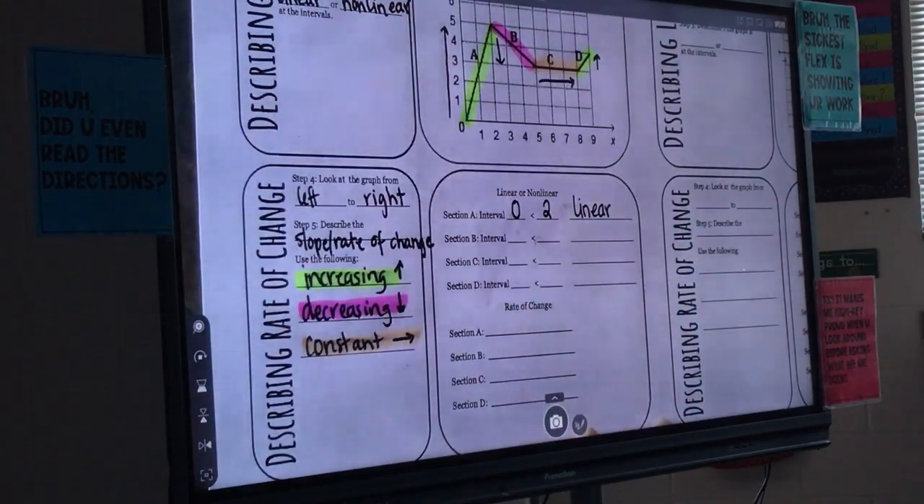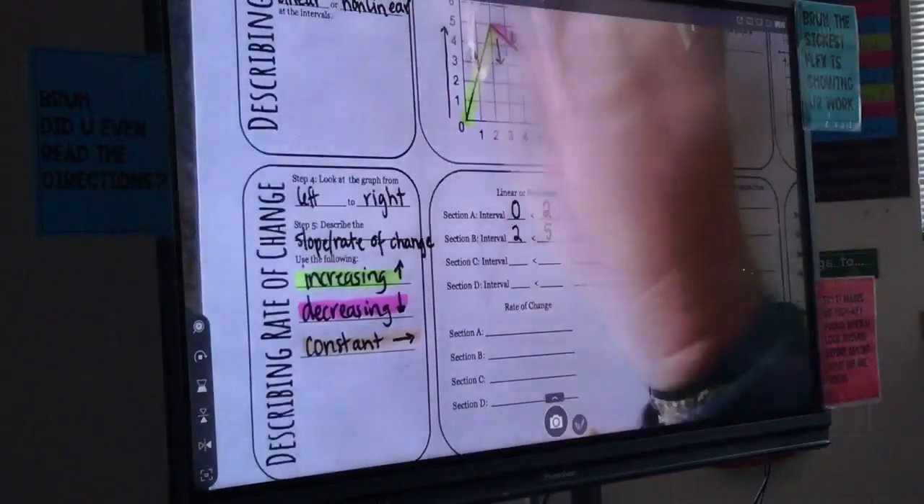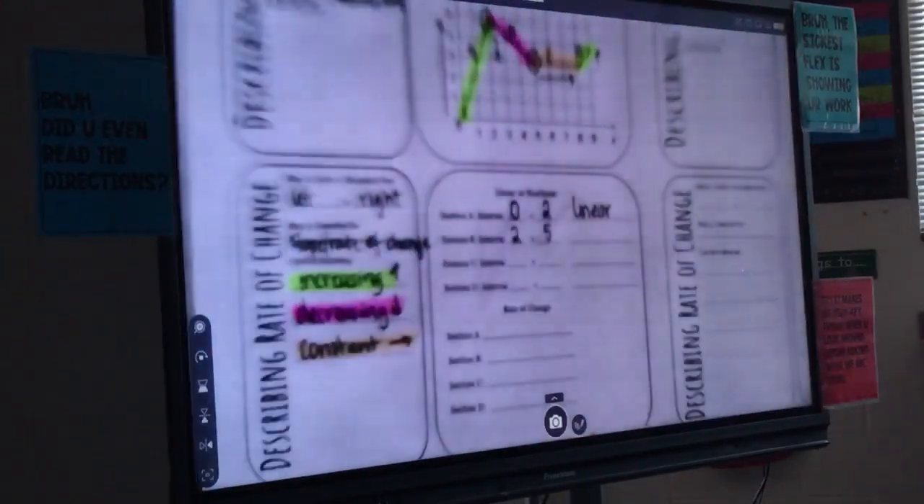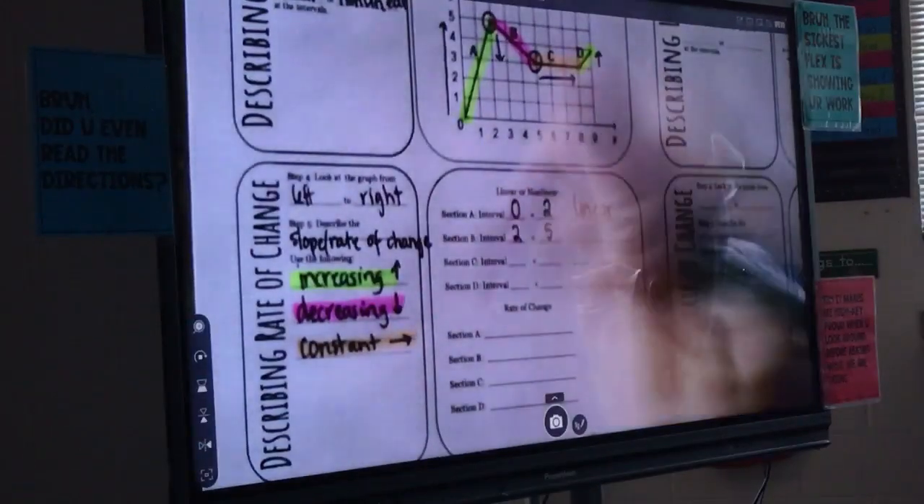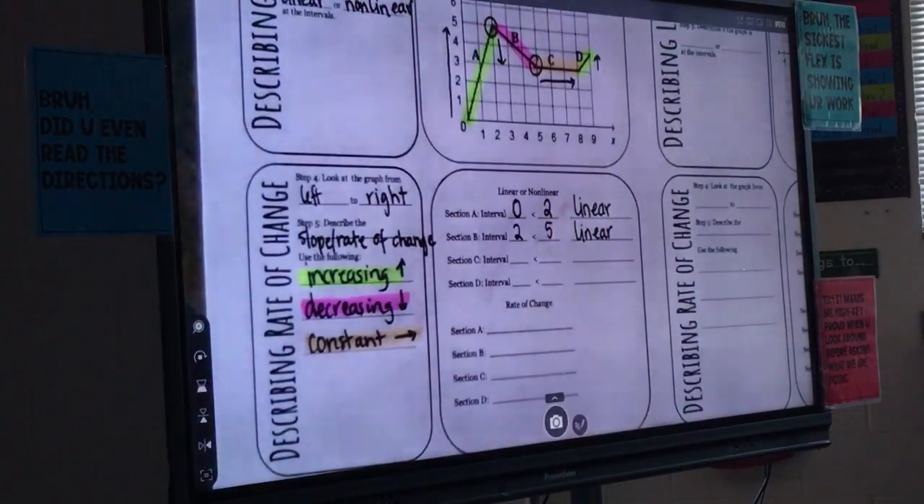We start at 2 and end at 5. So we start here, end here. All right, Raiden, is it linear? How do you know? Because it's a straight line. All right, section C.